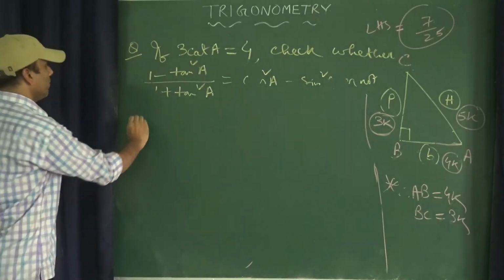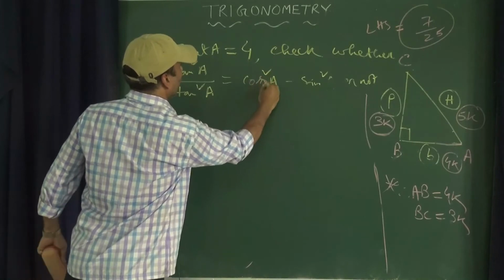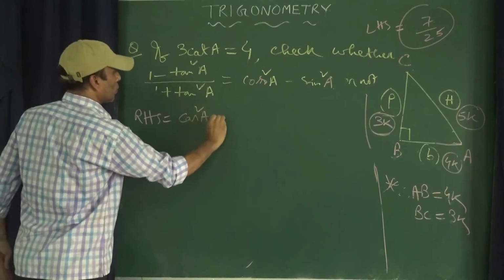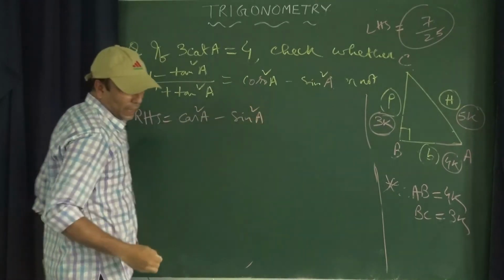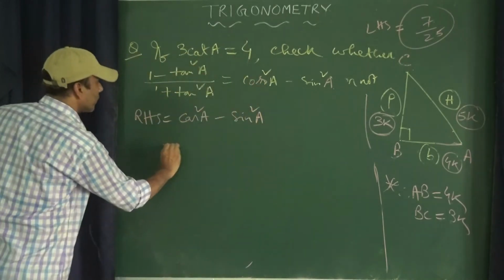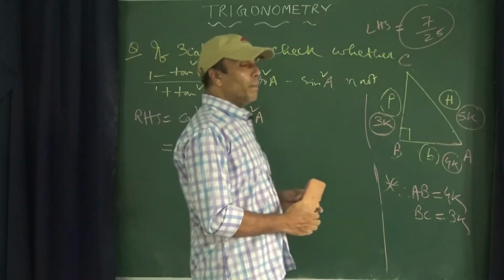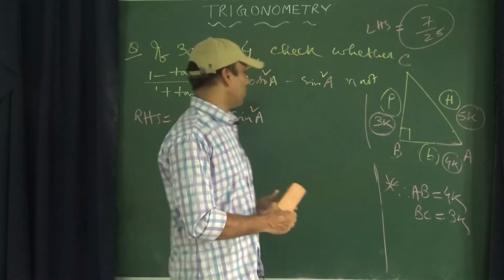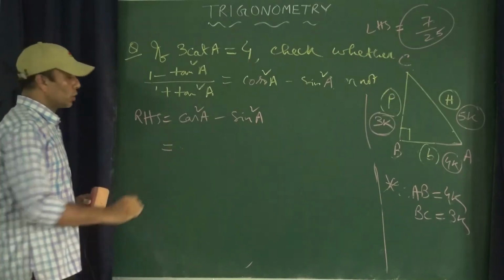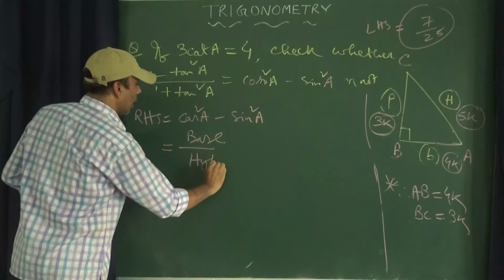So right hand side, what is given? It is given cos square A minus sin square A. Right hand side is cos square A minus sin square A. So how to define cos theta? Cos theta is equal to base by hypotenuse. So we can write cos square A, that means cos A whole square, equal to base by hypotenuse.